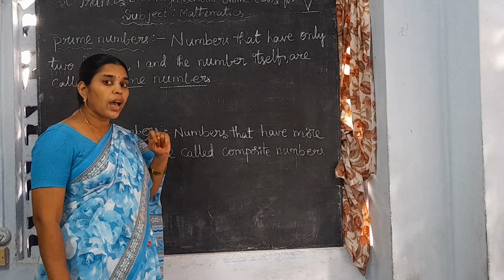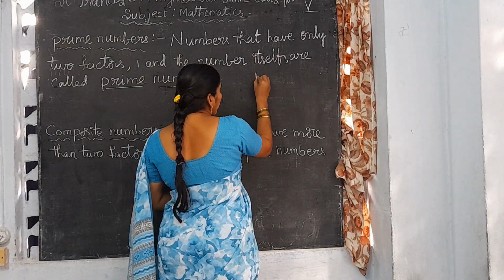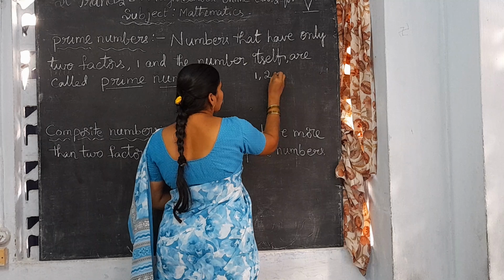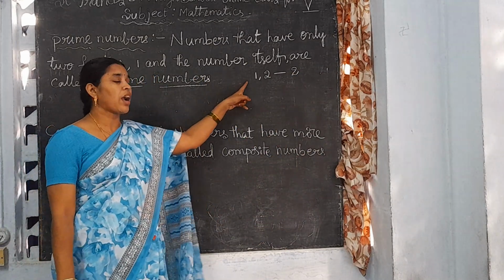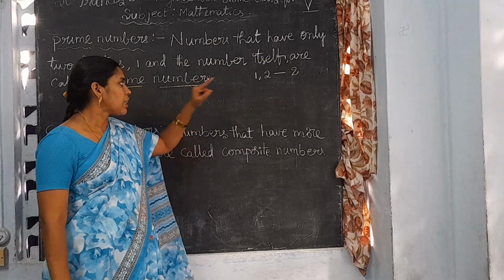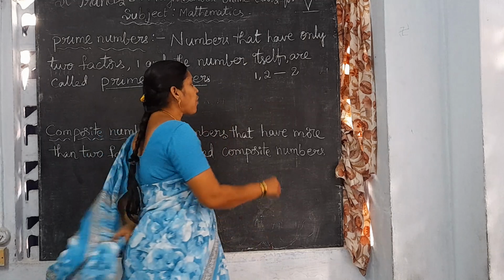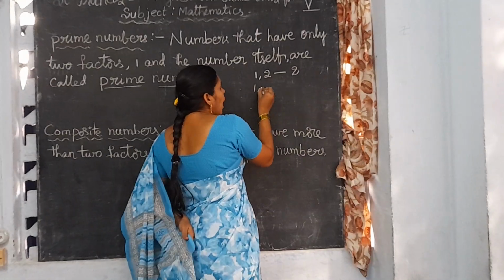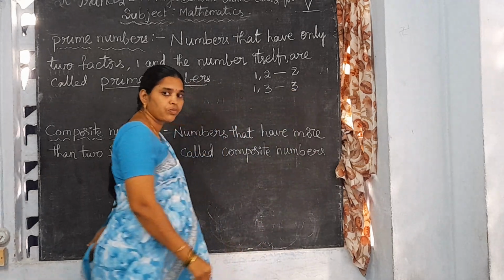And 2 has how many factors? 1 twos are 2. So 1 and 2 are the factors of 2. And I told you 1 is a factor of every number, and the number itself is a factor. Right? And what are the factors of 3? 1 and 3 are the factors of 3.